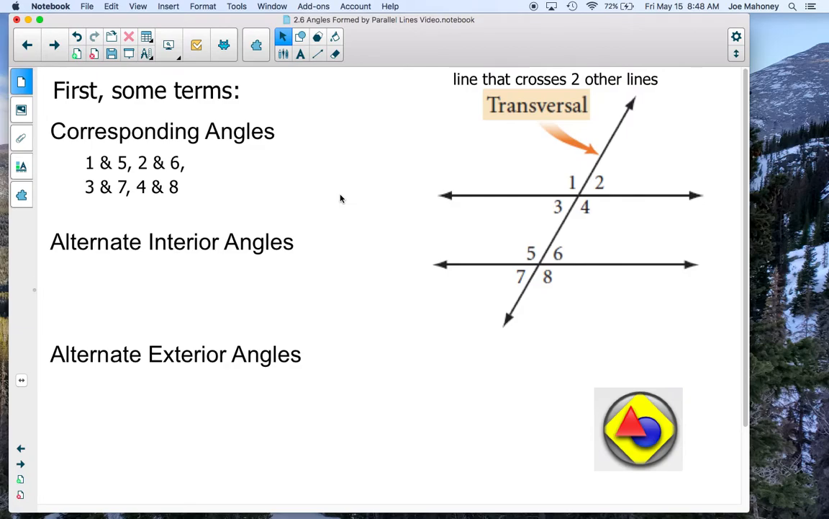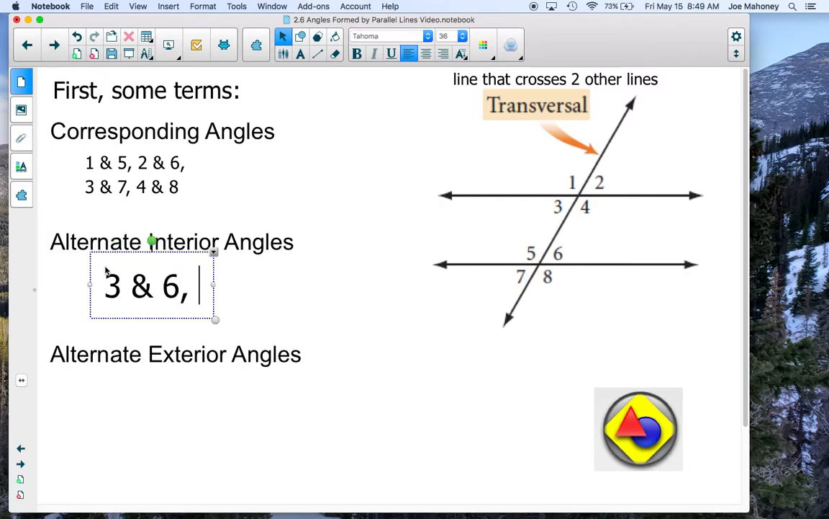The next one we want to talk about are the alternate interior angles. The alternate interiors, and if you think about the wording of it, alternate meaning alternate sides of the transversal. Interior meaning inside the parallel lines. So can you name a pair of alternate interior angles? If you said angles 3 and 6, you're correct. And if you also said angles 4 and 5, you're correct as well.